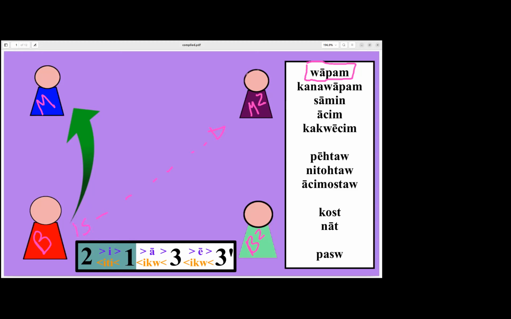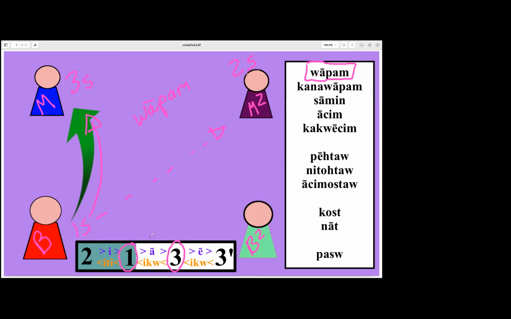I'm first person, Maggie 2 is second person, and Maggie is third person. Notice now the action is going from 1s to 3s, so it's involving 1 and it's involving 3. So we take Wapum to see.